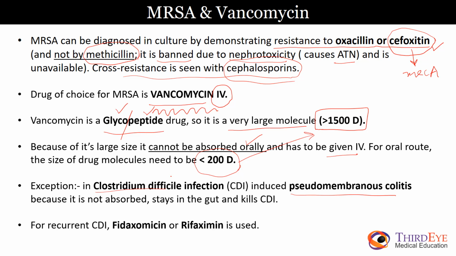Now, the other thing that you need to know about pseudomembranous colitis is that very often you get what is called recurrent pseudomembranous colitis, and in those circumstances you have to give the patient either fidaxomicin or rifaximin as the alternative to vancomycin.